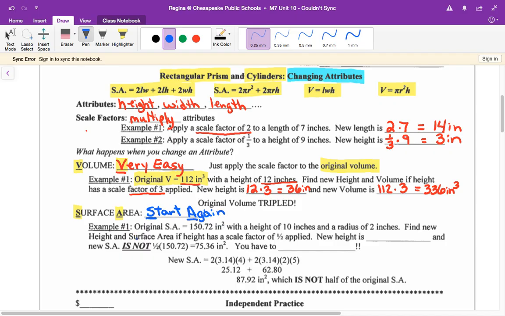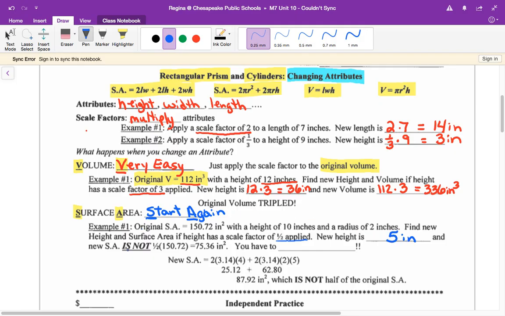Find the new height and surface area if the height has a scale factor of 1/2 applied. So we're going to take the height, which they told us was 10, and we times it by 1/2, same thing as divide by 2. So our new height is 5 inches. Now we have a smaller shape.